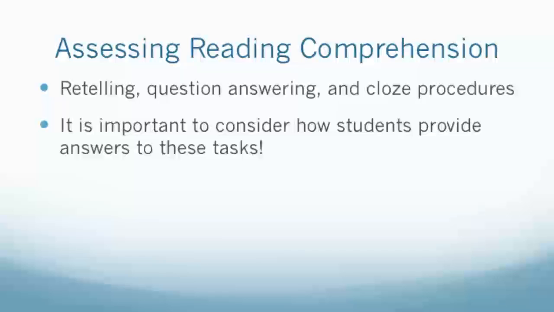In summary, three typical reading comprehension assessments that can be used to approximate actual comprehension include retelling, question answering, and cloze procedures. When using comprehension assessment data, it is important to consider the form, mode, and how tasks are evaluated.